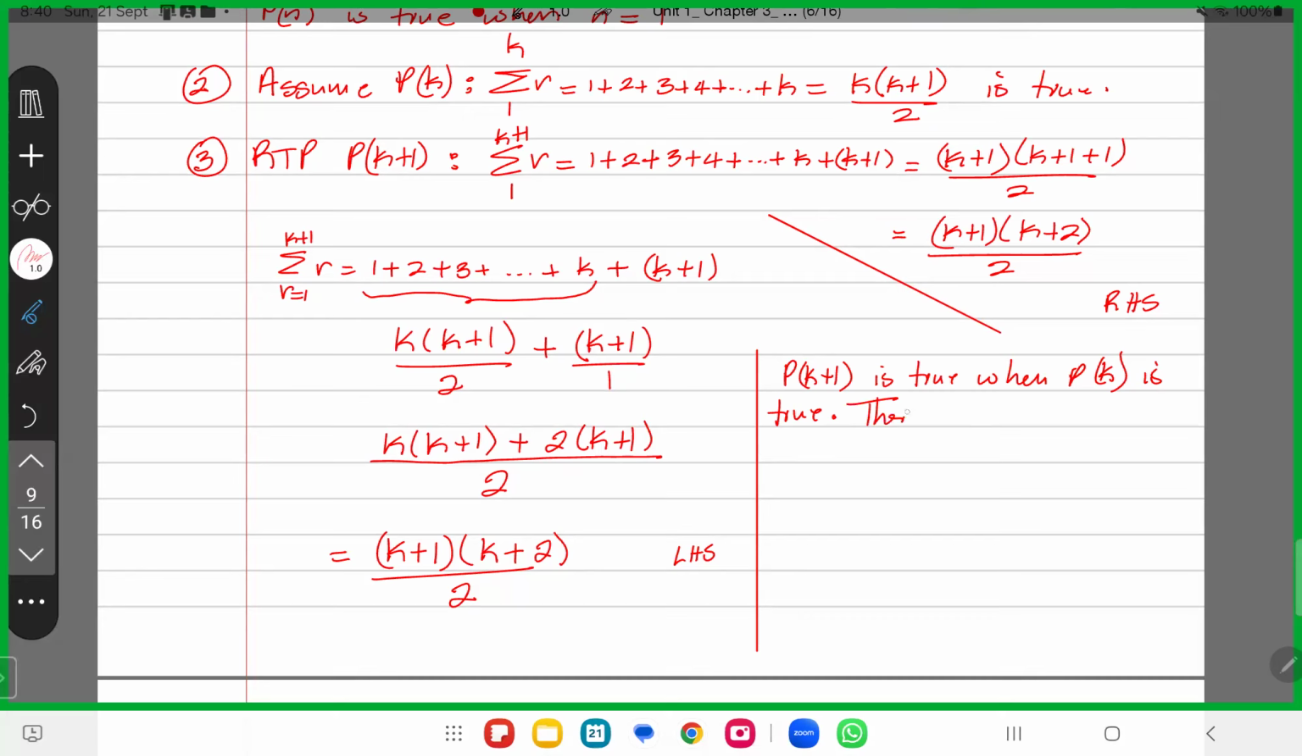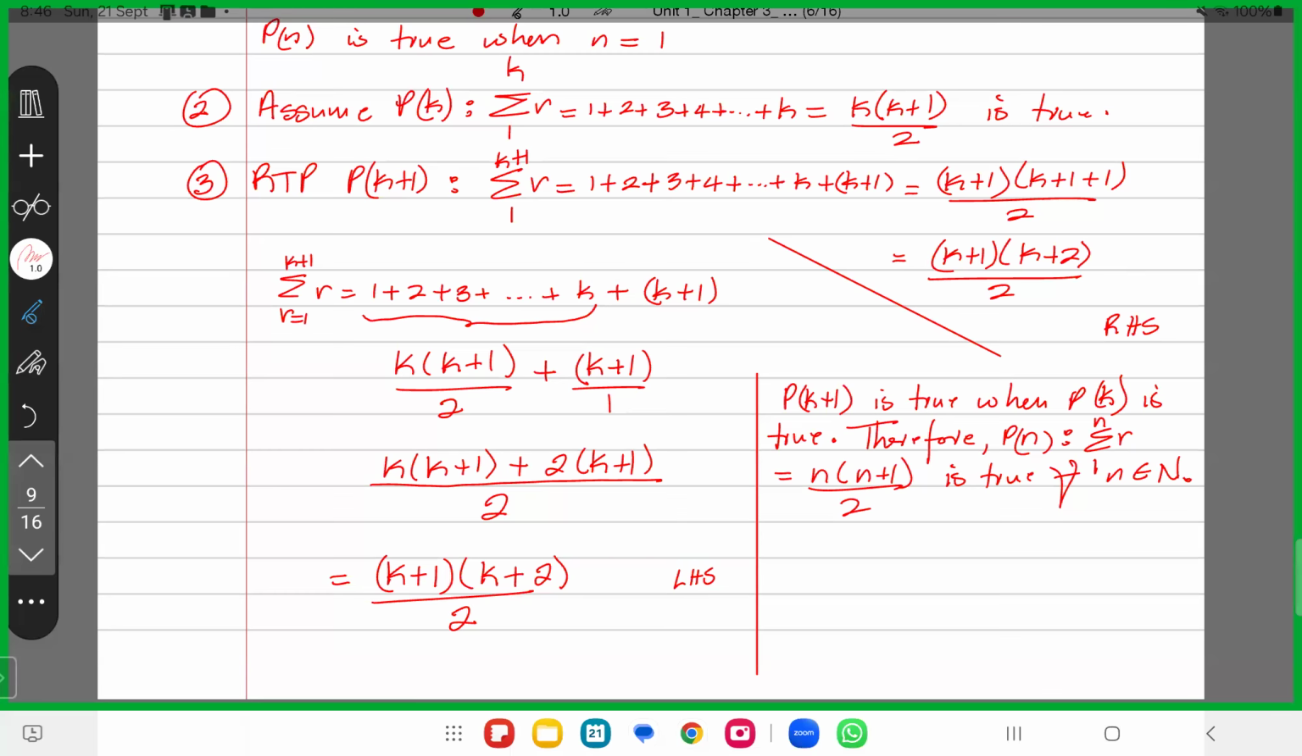Therefore, Pn, which is the statement the sum of the first n counted numbers is equal to n into n plus 1 over 2, is true for all n, which is an element of the set of natural numbers. So largely that last statement is the same all the time.